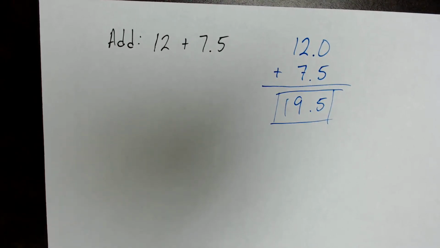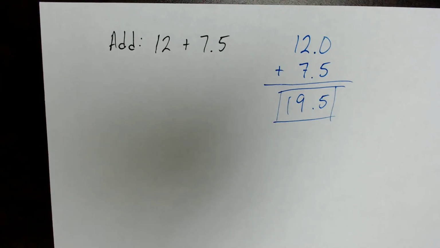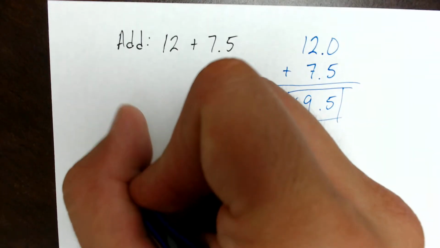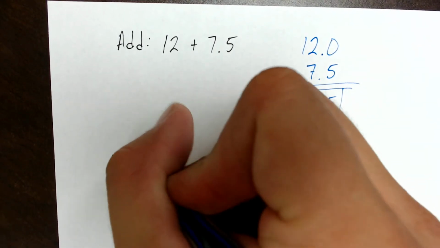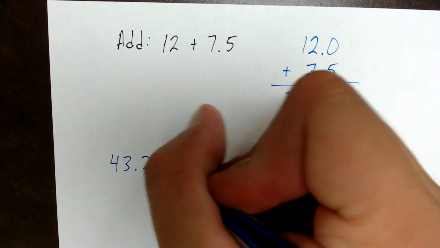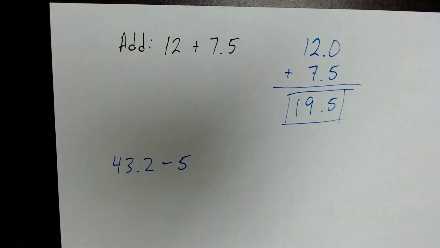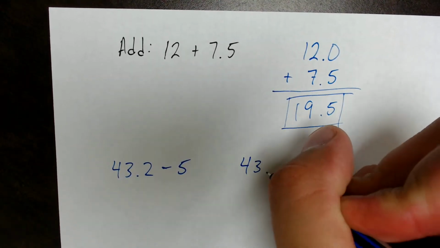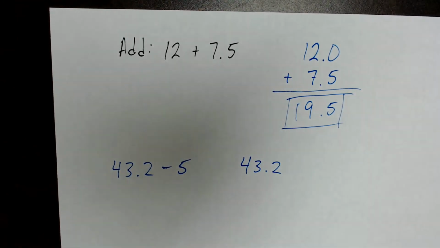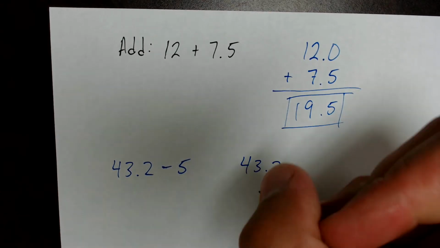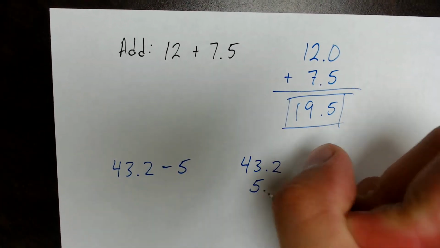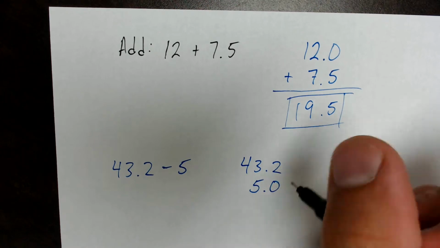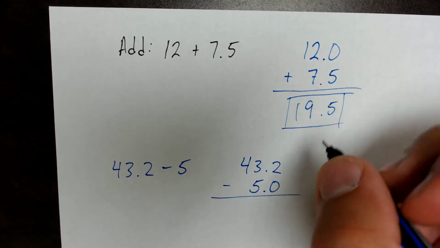I'll do one more example. We'll go ahead and do a subtraction example. Let's say we've got, this will be a tough one. Let's say we've got 43 2/10 minus 5. Okay, so let's take 43 2/10, and then how in the world am I ever going to turn 5 into a decimal? Well, I will just add a decimal point and 0/10, 0.0. So let's go ahead and subtract.